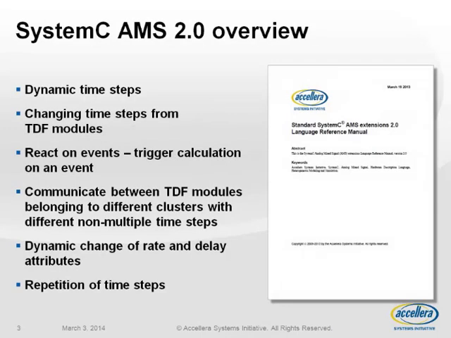SystemC AMS 1.0 was released in 2010, and last year at the DATE conference we finished the second version, SystemC AMS 2.0, to address a number of limitations of the AMS 1.0 standard, especially regarding its fixed time step for the execution of the TDF, ELN, and LSF models, and also the lack of possibility to react to events.